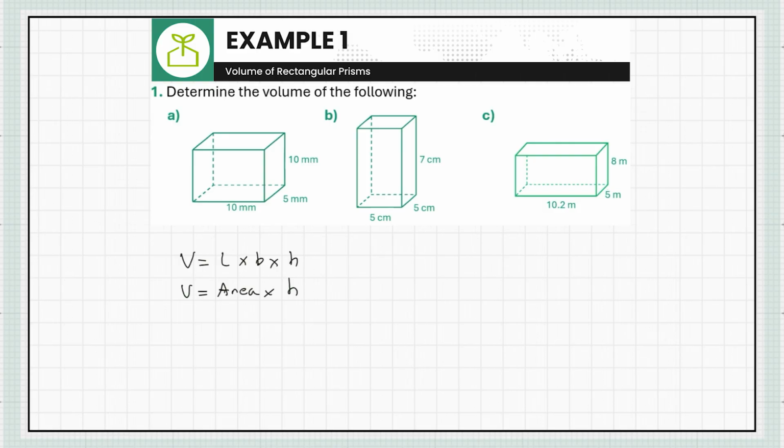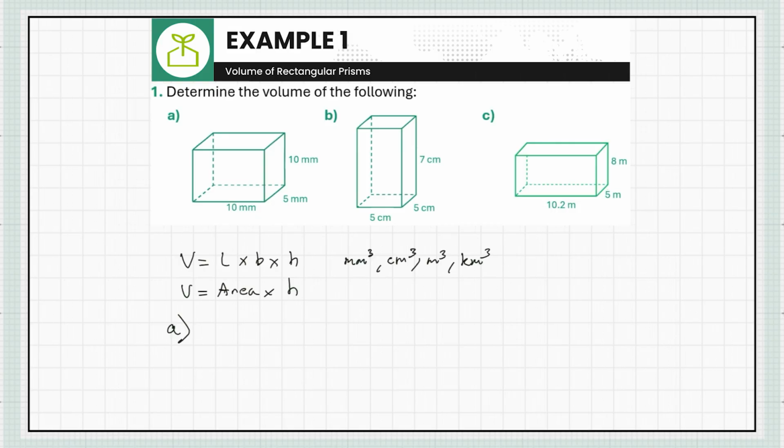So when we measure anything in terms of volume, we're measuring in cubic units. So we're measuring in millimeters cubed, centimeters cubed, meters cubed, and of course kilometers cubed. Alright, so let's get started with determining some volume of our different rectangular prisms here.